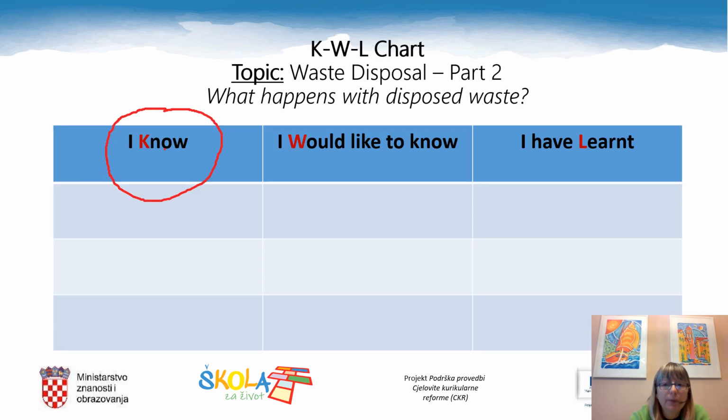Since the first step is revision, I would like you to remember what we did in our previous lesson, Waste Disposal Part 1. Please write the notes in your notebook using KWL chart that you can see on the screen. And you should write in the first section of the chart, which means the column I know. You can see the column circled in red.